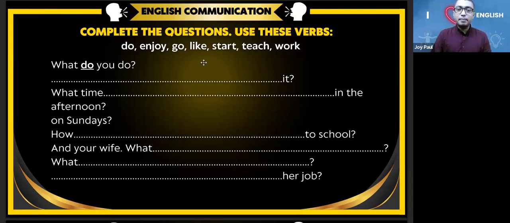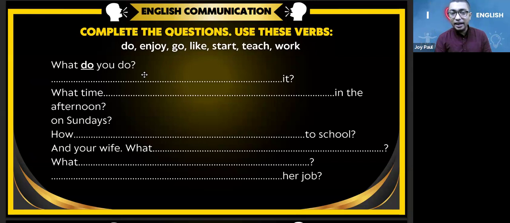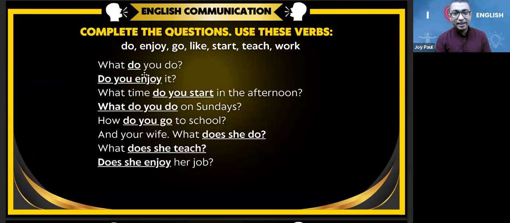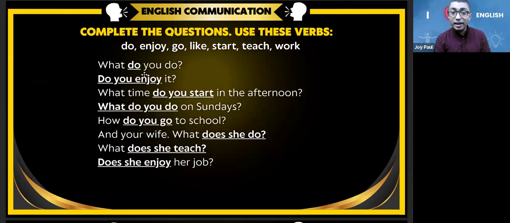Let's create sentences based on this. What do you do? What should be your answer? What do you do? Next question. Dash it. Do you enjoy it? Next. What time dash in the afternoon? What time do you start in the afternoon?